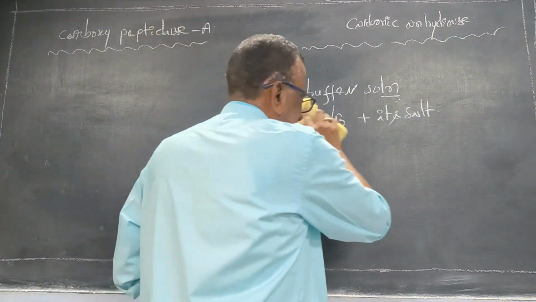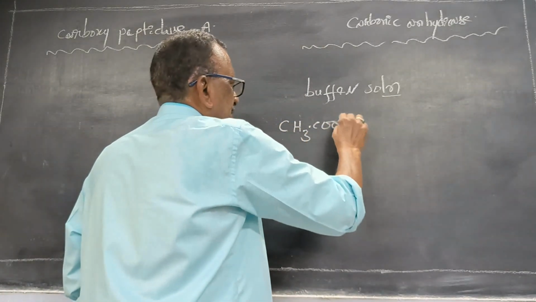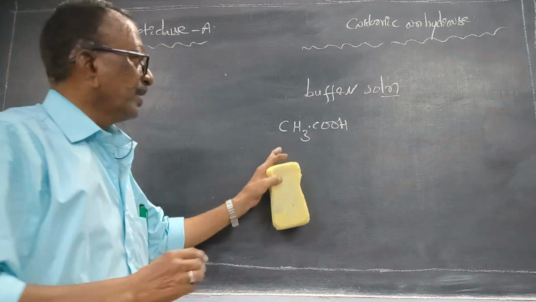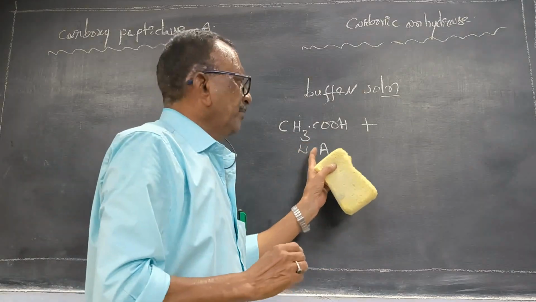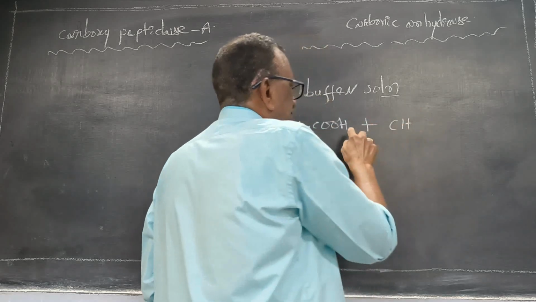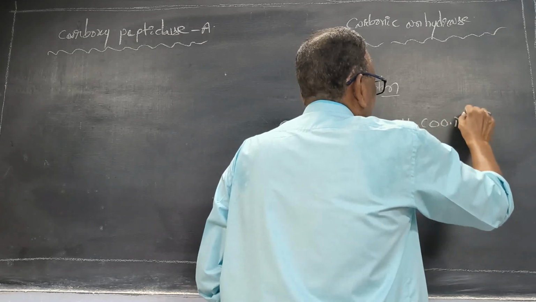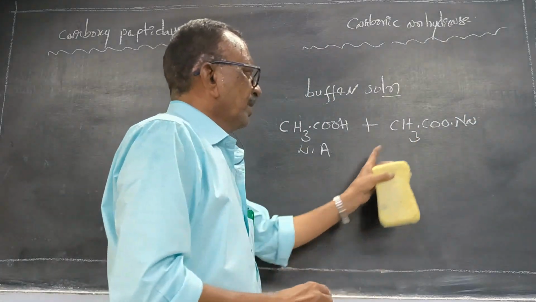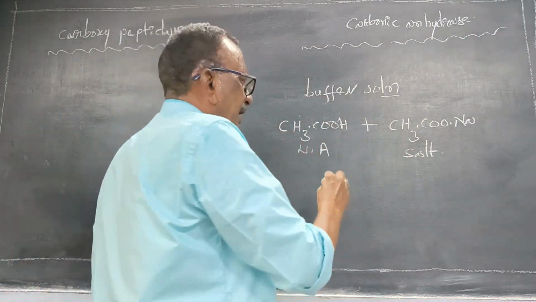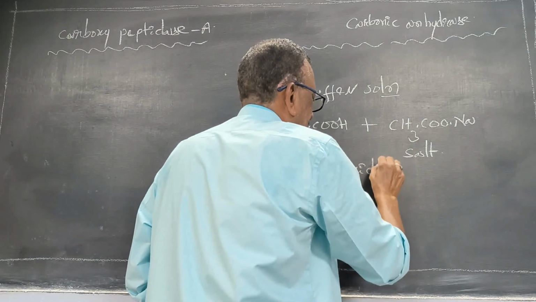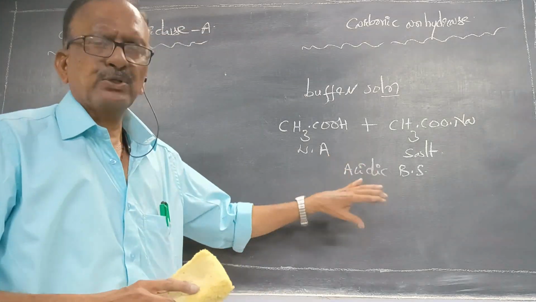Now I am taking an example so that it will be clear. CH3COOH. This is acetic acid. So this acetic acid is a weak acid, and I am taking its salt. Replace this H with Na, then we get CH3COONa. So sodium acetate. So this is a salt. Now this buffer solution is called an acidic buffer solution. Like that we have basic buffer solution also.